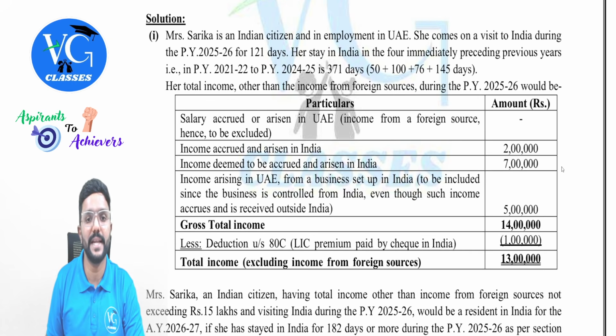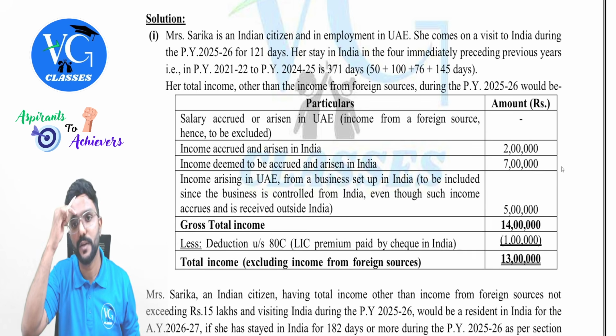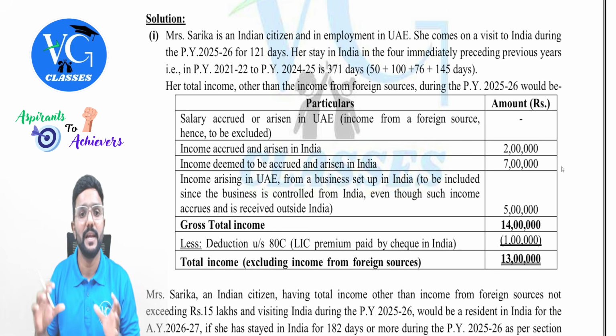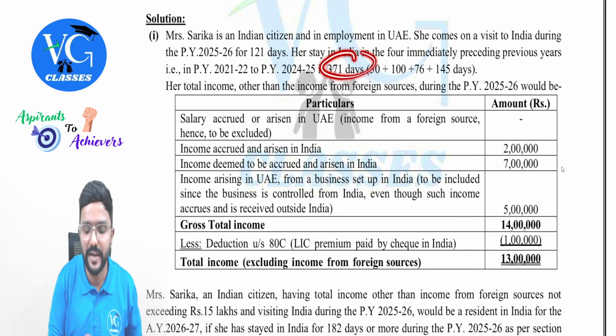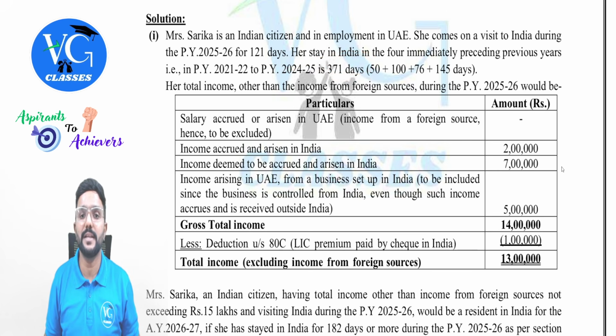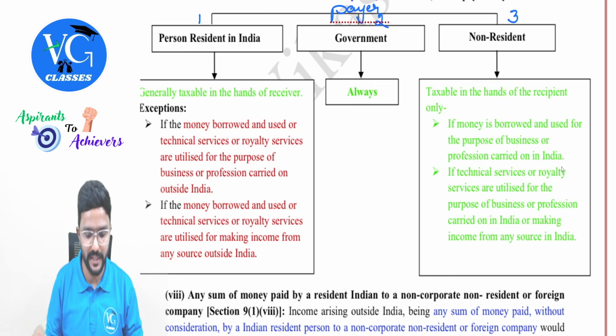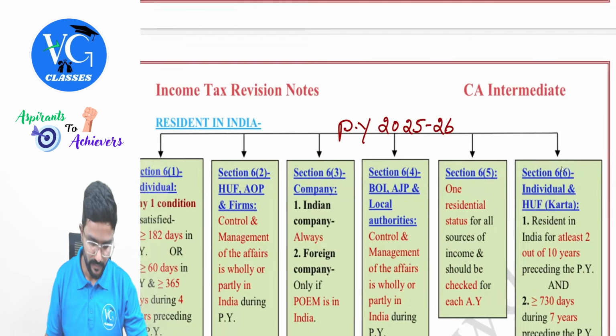Sarika is an Indian citizen and in employment in UAE. She comes on a visit to India during the previous year 25-26 for 121 days. Her stay in the last 4 years comes to how much? 371. Our total income other than the income from foreign sources is 13 lakh, guys. So where she will fit in this chart, we will see.